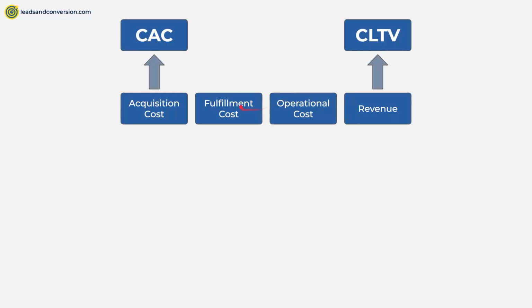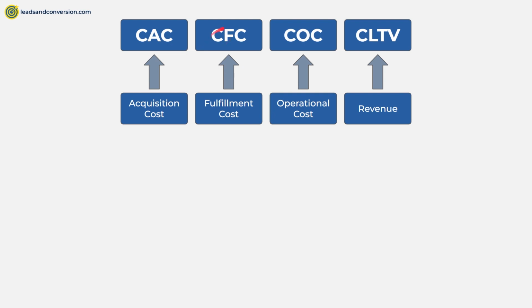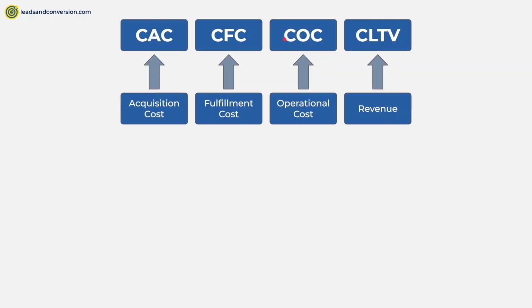So what I want to suggest here is that we can get similar metrics for these other 2 components of cost. We can have the customer fulfillment cost, which is a very helpful metric because it actually tells us how much it costs per customer to fulfill our promises. And the other component of cost is the customer operational cost, which is the total operational cost divided by the number of customers.